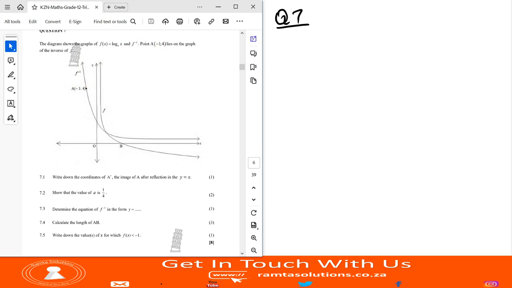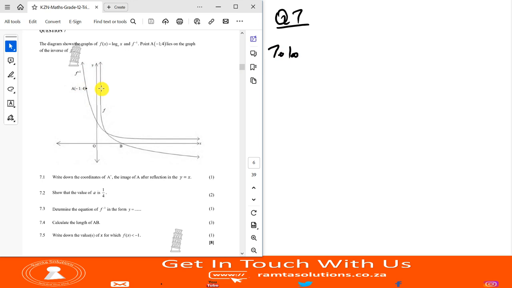Write down the coordinates of A prime. Guys, remember, A prime is basically a point on the inverse. You do not have to waste your time. This is an inverse. Obviously, this guy is an inverse to this guy. If you say this guy is an inverse, this guy is the original. If you say this guy is the original, this guy is the inverse.